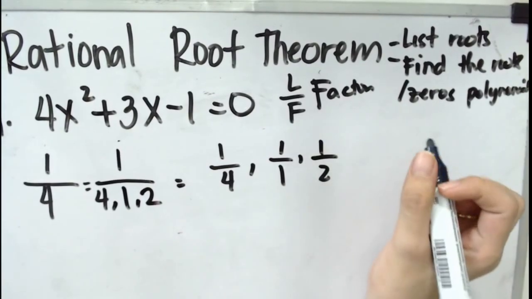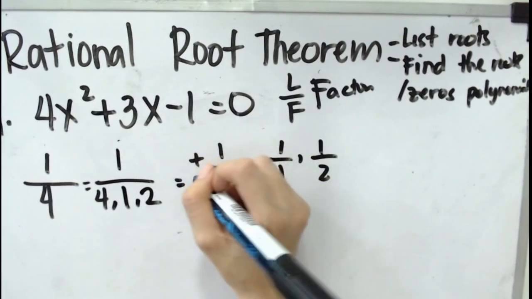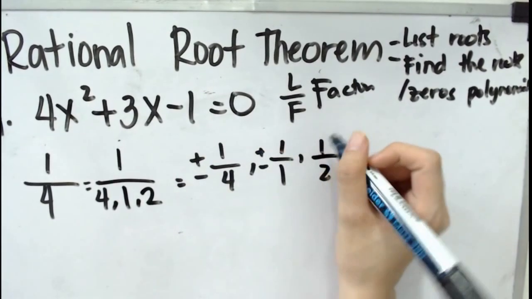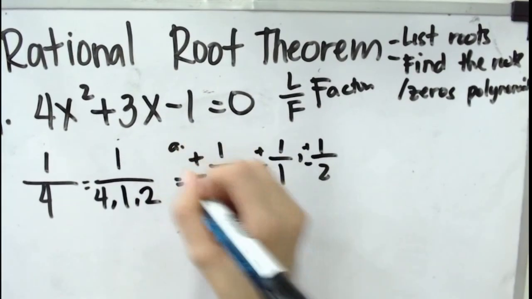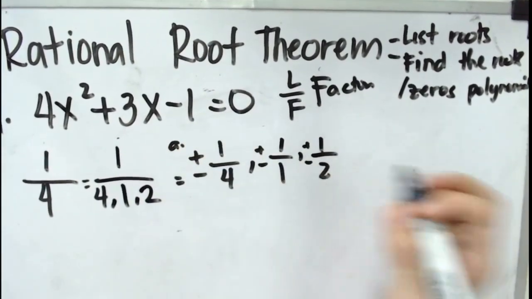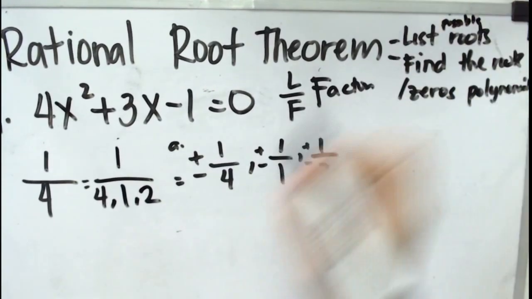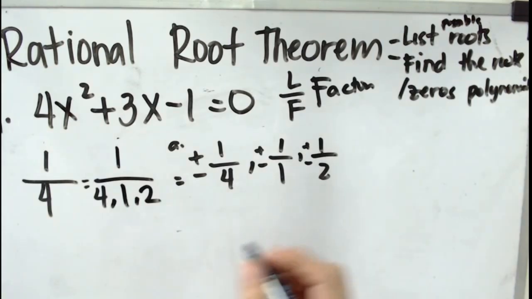According to the rational root theorem, it must be the positive and the negative part. That's why we have here positive and negative 1 over 4, positive and negative 1 over 1, and positive and negative 1/2. This is the first step. We already list down all the possible roots. Possible, meaning some of the given roots will be the zeros or the roots of the given polynomial, but not all. Next thing is we need to find the zeros of the polynomial.